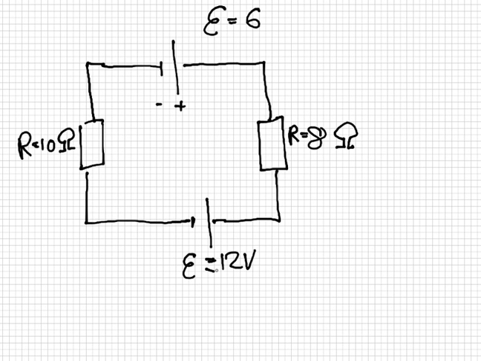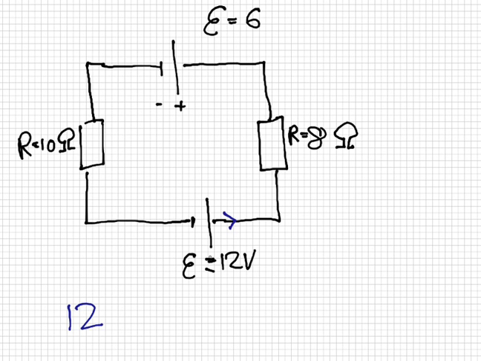And the way you use the loop rule, are we all listening? The way to use the loop rule is you always start with a battery. It doesn't matter which battery, just pick a battery to start with. So we can pick the battery at the top or the battery at the bottom. In my experience it's a little easier to start with the bigger battery. So I'll start with the bigger battery. Okay.